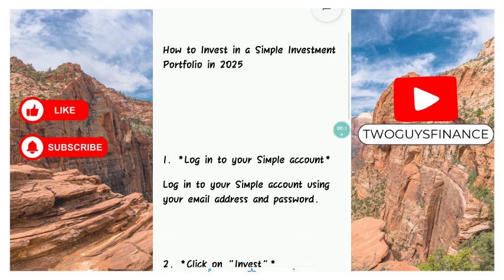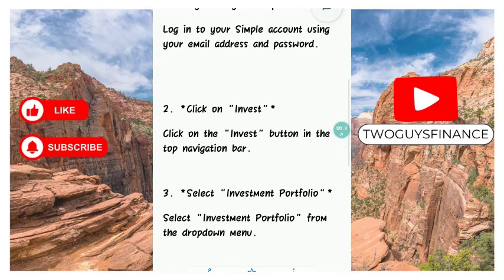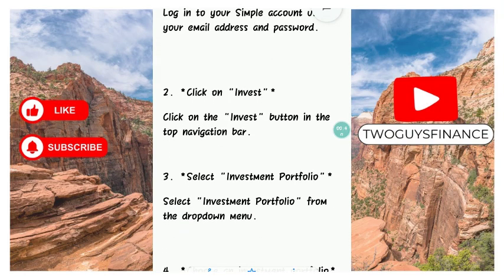The first step is going to be to log into your Simple account. So you can go ahead on Simple's website and log into your account using your email address and your password. You can also choose to log in on Simple's mobile app as well. But once you log into your account, go ahead and click on the invest button that's in the top navigation bar, and then from the drop down menu you're going to select investment portfolio.